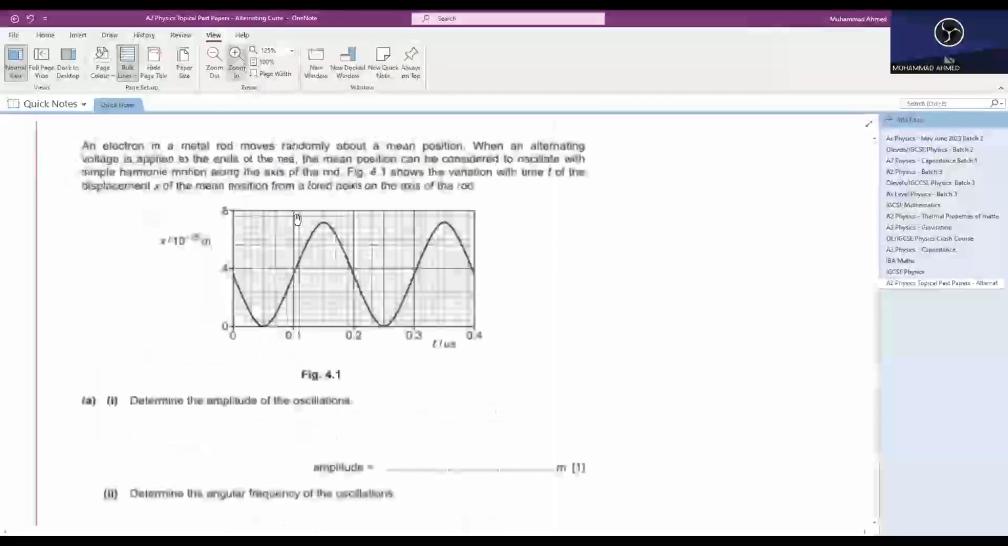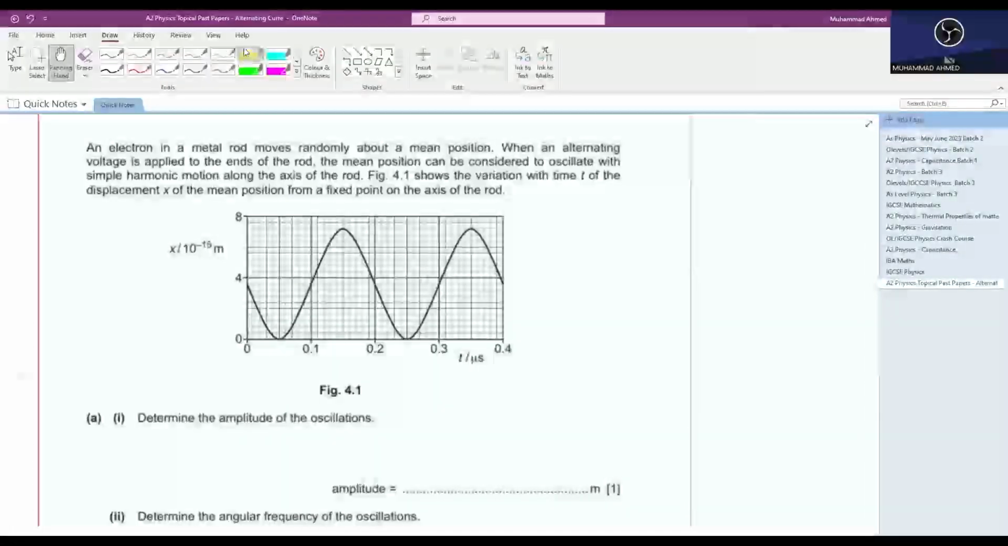Okay, let's read out this question. An electron in a metal rod moves randomly about a mean position. When an alternating voltage is applied to the ends of the rod, the mean position can be considered to oscillate with simple harmonic motion along the axis of the rod. Figure 4.1 shows the variation with time t of the displacement of the mean position. So this is the displacement versus time graph. You have to calculate the amplitude of oscillation.